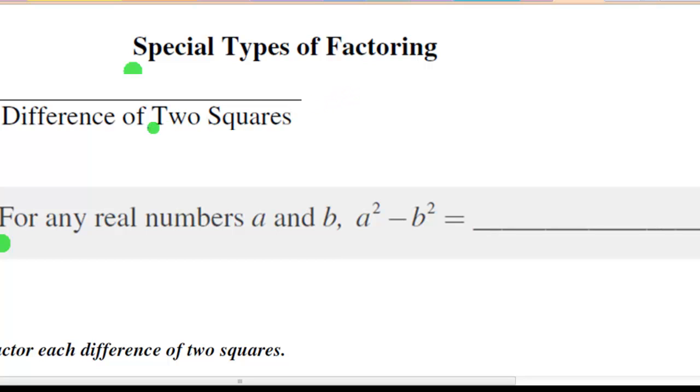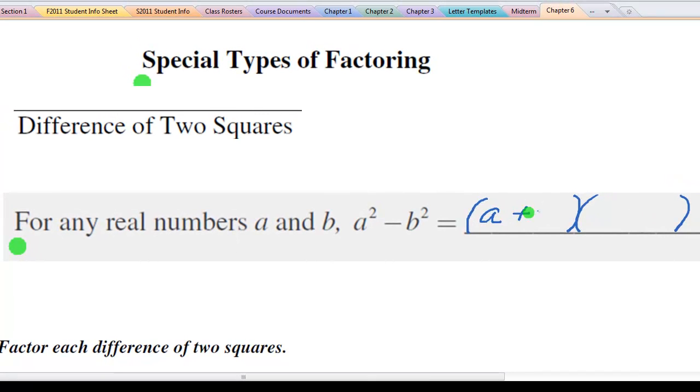In this video, we're going to talk about how to factor the difference of two squares. For any real numbers a and b, a squared minus b squared is factored as two parentheses, where one binomial is a plus b, and the other is a minus b.